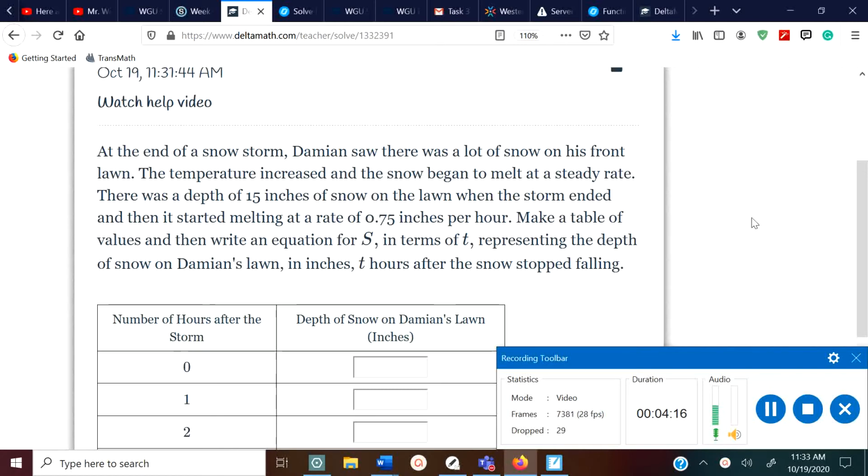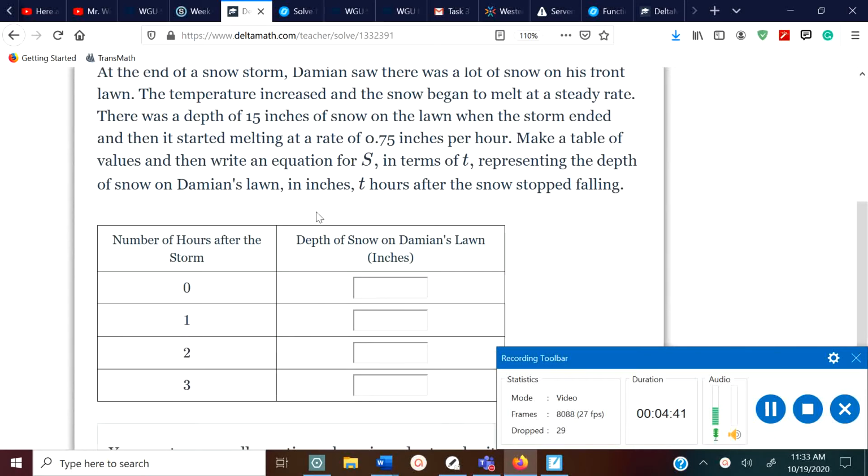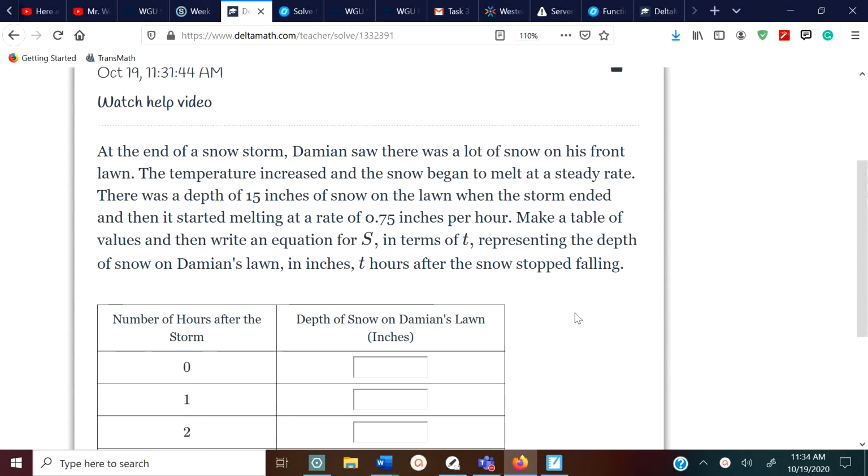All right, let's take a look at this next example here. It says, at the end of a snowstorm, Damien saw there was a lot of snow on the front lawn. The temperature increased and the snow began to melt at a steady rate. There was a depth of 15 inches of snow on the lawn when the storm ended, and then it started to melt at a rate of 0.75 inches per hour. Make a table of the values and then write an equation for S in terms of T, representing the depth of snow on Damien's lawn in inches, T hours after the snow stops falling.